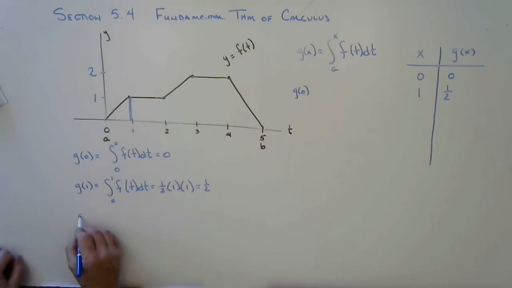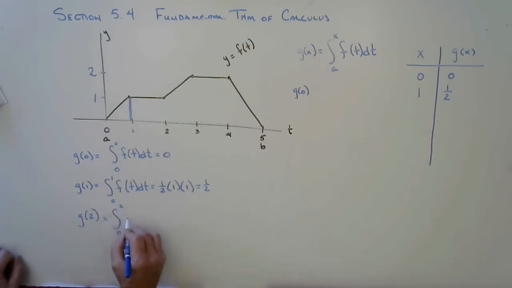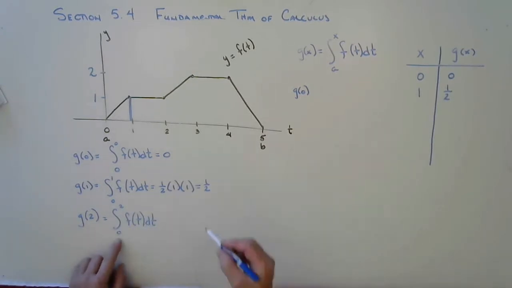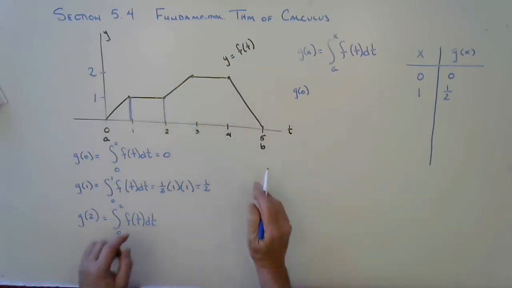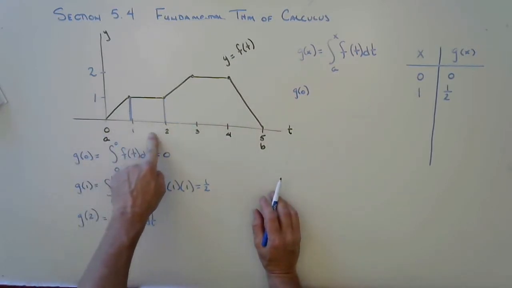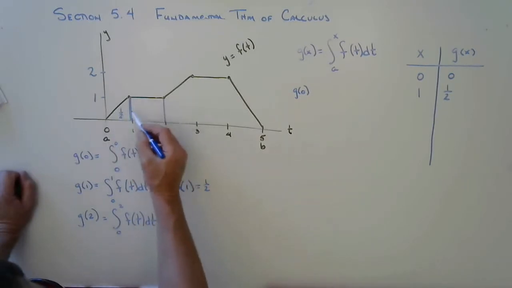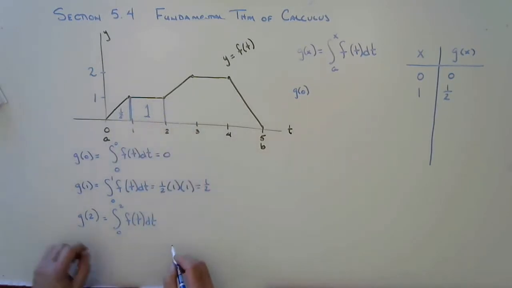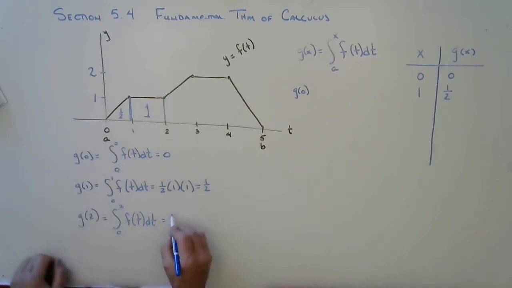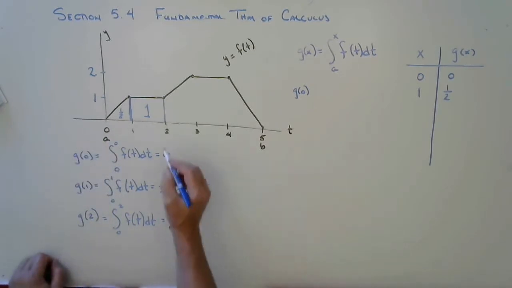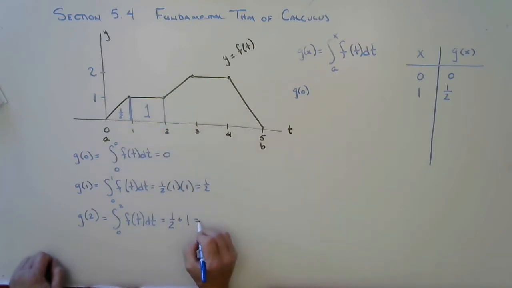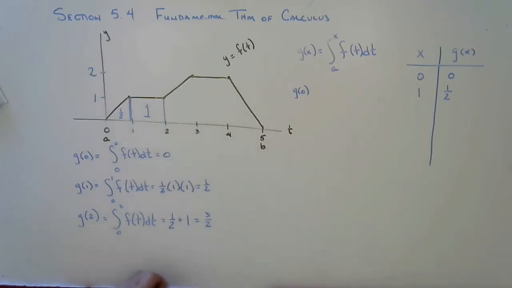What's g of 2? All right. What's g of 2? That's going to be the integral from 0 to 2 of f of t dt. So we want the integral from 0 to 2, not from 1 to 2, from 0 over to 2. That's the area under the curve from 0 over to 2. Well, we have the area of this, which we know is a half. We just found that. This is a square, so its area is 1. So g of 2 is going to be the area here, 1 half, plus the area here, accumulating the area. That's going to be 3 halves.